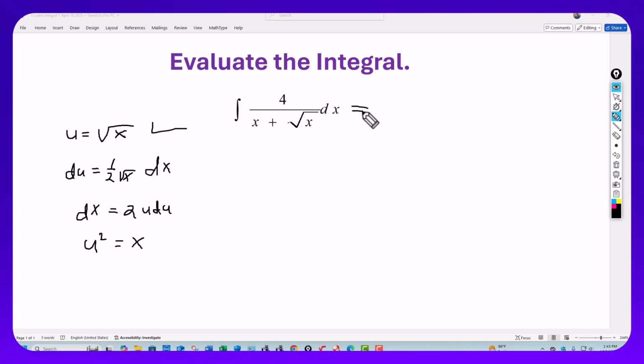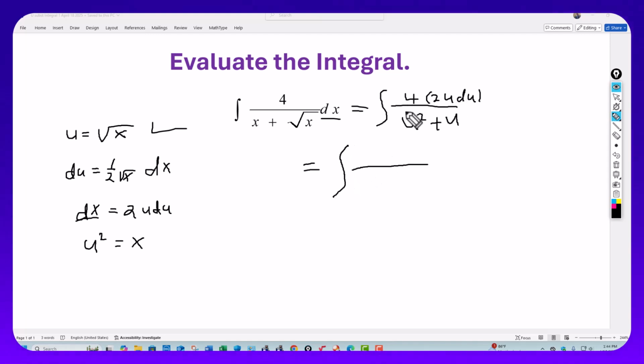Now I'm just going to do the substitution. This will be the integral then. I'm going to have a 4 right there, and for the dx, that'll be 2u du. And the denominator, x, is represented by u squared plus the square root of x, which is your u. This will be equal to the integral.